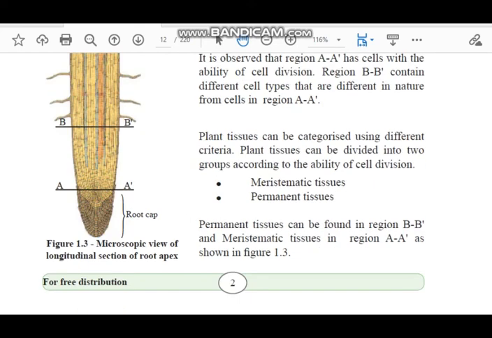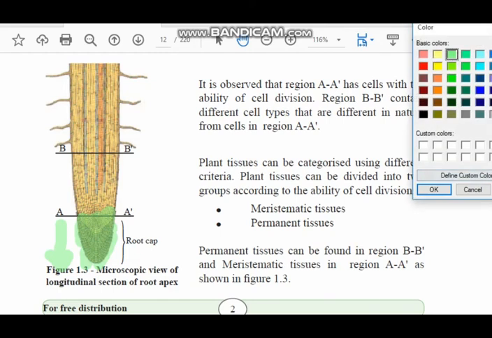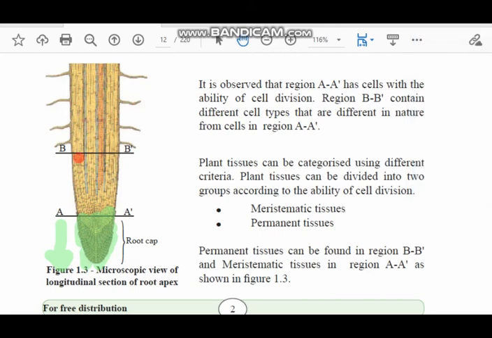So here they have shown the AA region and the BB region. This is the AA region, where it contains dividing cells. Here the root will be growing further, so it has dividing cells, tissues which have the ability of cell division. But the BB region is the mature part. So there it has lost the ability of division, and now it will be performing some particular function.